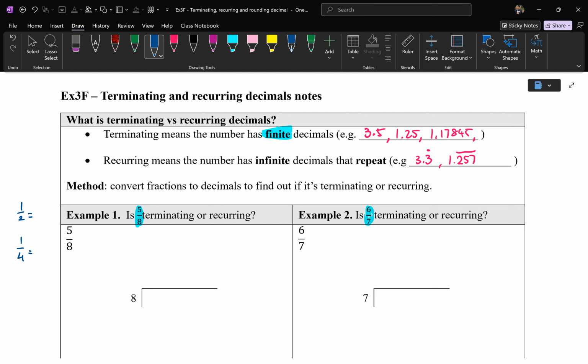Out of curiosity, half as a decimal is? What's half as a decimal? 0.5. And what's a quarter? What's a quarter equal to? 0.25. Very good. Both terminating. So we can say that these are terminating decimals.